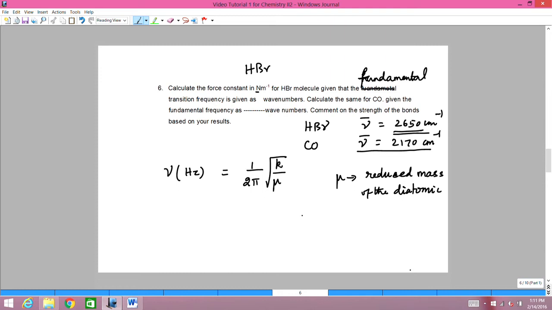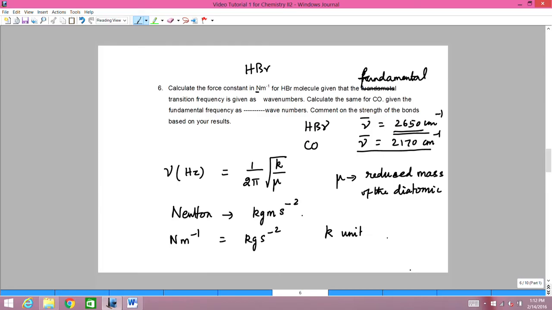K is the force constant. Remember the unit Newton, that is basically kilogram meter per second square. Force into distance is energy. So, given that, Newton meter inverse is kilogram per second square, that is the force constant K, the unit.